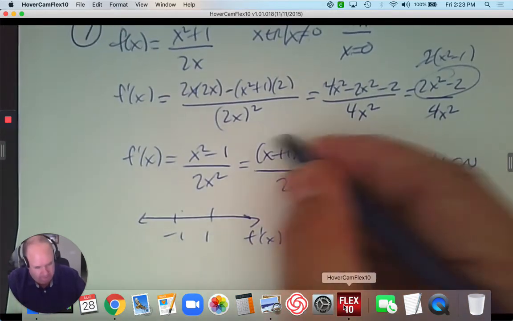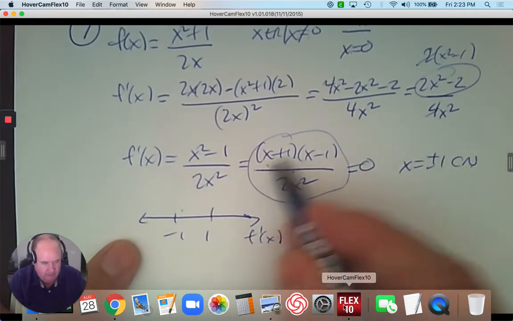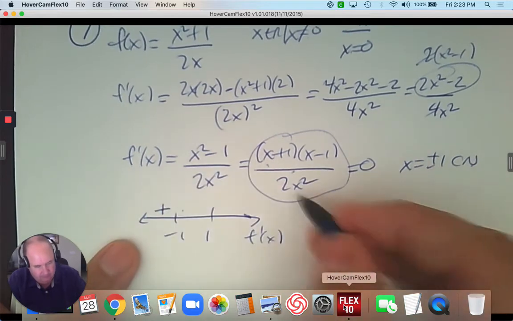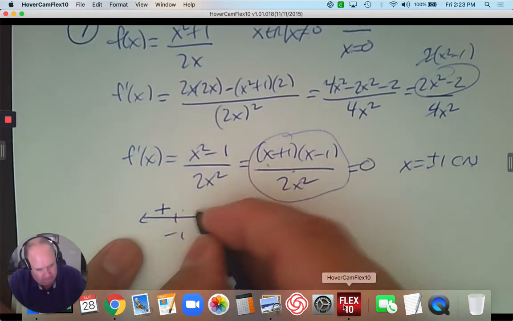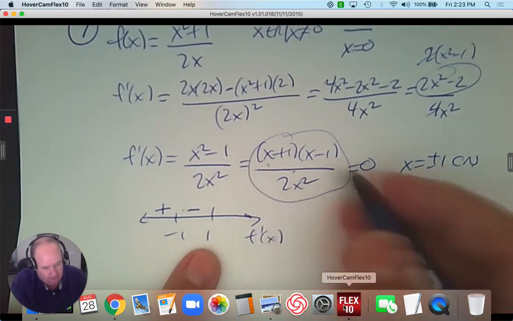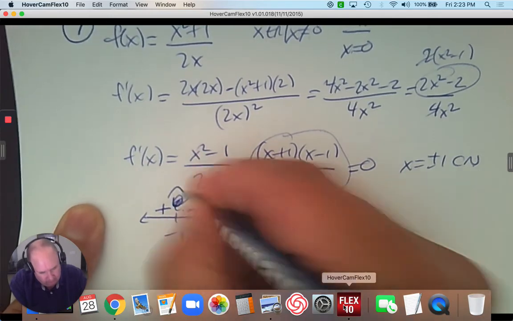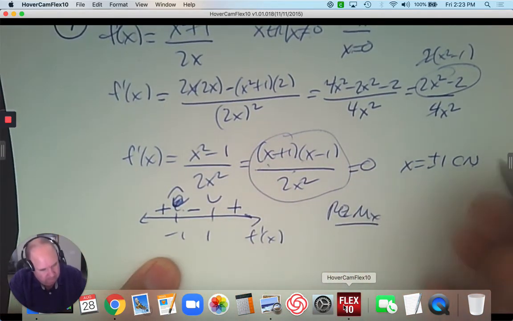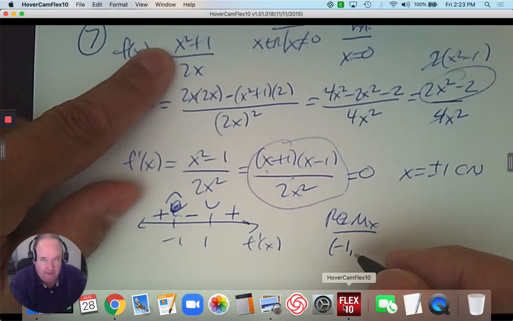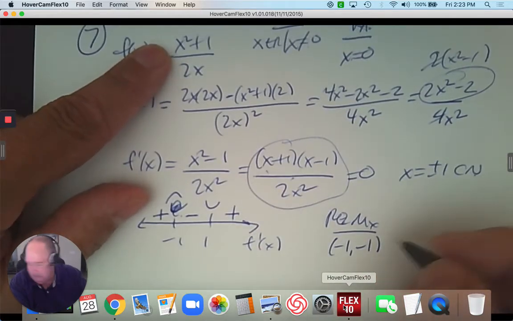Into this, if you plug in a negative number, it would be a negative times a negative. The bottom will always be positive. Plug in 0, and it would be a negative. Plug in any number bigger than 1, and then you can tell the turning points. So at -1 we have a maximum. If I plug -1 back into here, I get 2 over -2. So at -1 is a maximum.